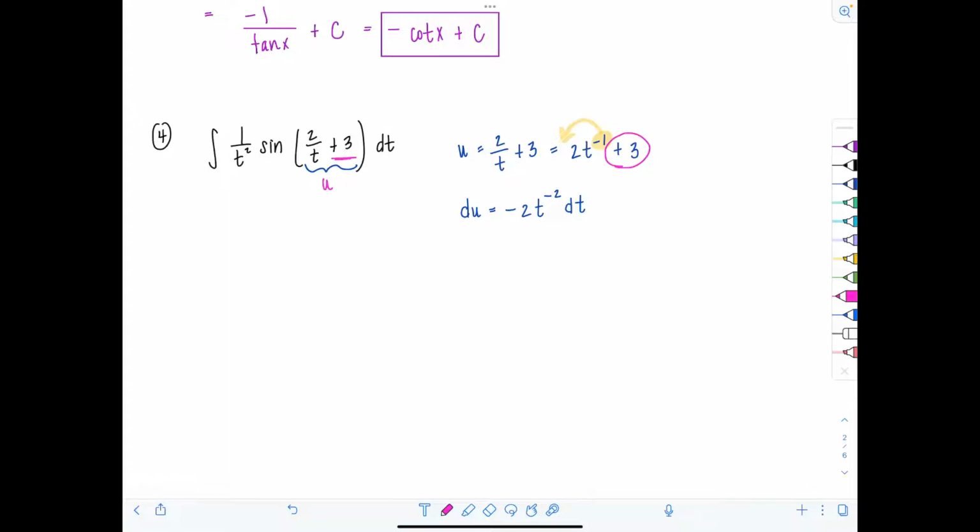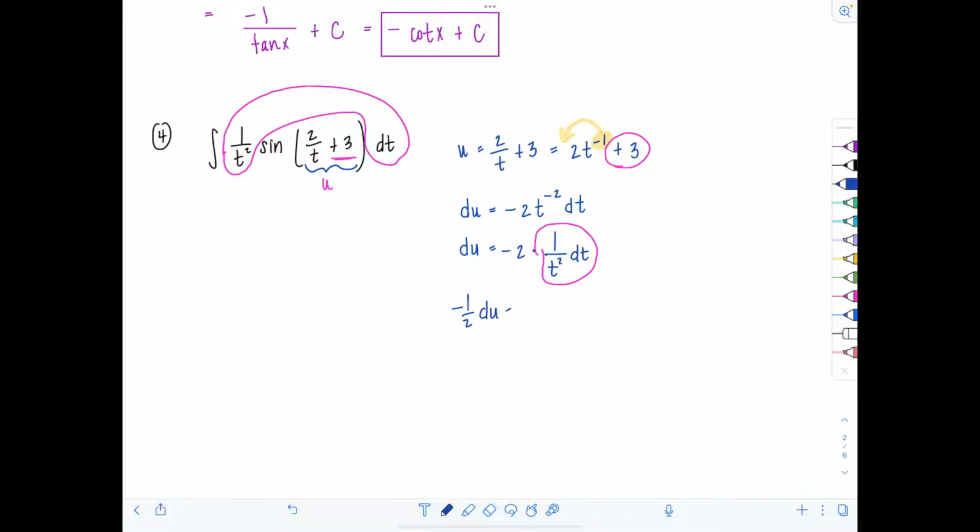Okay, do we see something like this in our integral? Oh yeah, I see it. Do you see it? We have 1 over t squared dt. Look at this giant kidney bean. And that's pretty much what I have here on the right-hand side. So du is -2 times t to the negative second. That's 1 over t squared, isn't it? dt. So there's my kidney bean. How am I going to get them to match? I want that right-hand side there to match the kidney bean. So I got to divide by -2. So we have -1/2 du equals 1 over t squared dt.